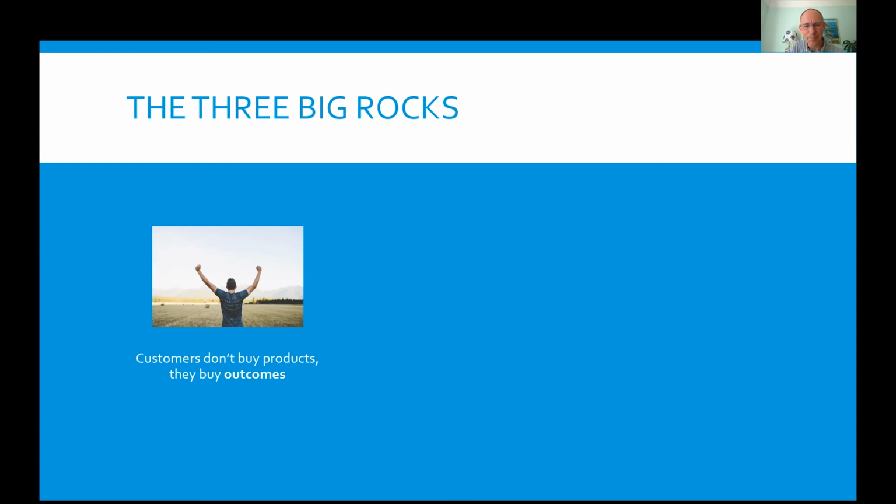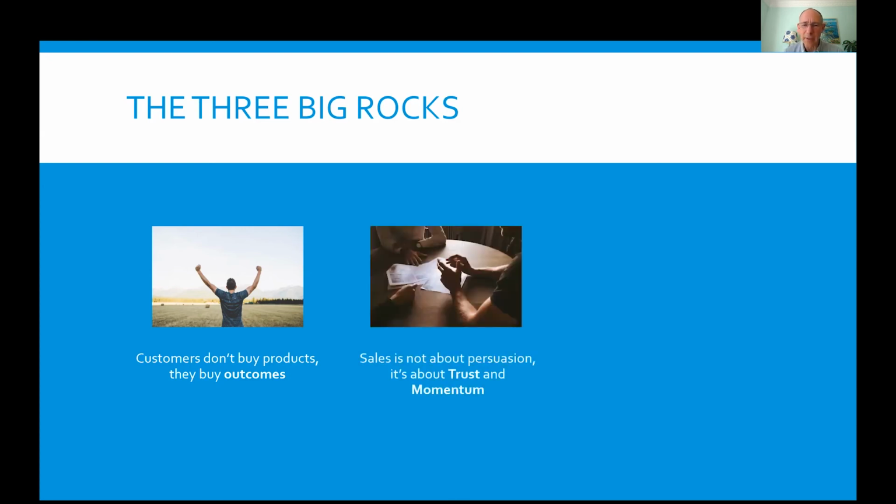The second one is that sales is not really about persuasion. It's actually about trust and momentum. Now, we do use persuasion in sales and in marketing, but what I learned really was that it's about creating trust with the customer and building momentum. When you create trust with somebody, they start listening to you. But if you try and just persuade somebody of something, the natural reaction is for them to push back and question it and question your motivation as to why you're trying to persuade them about something.